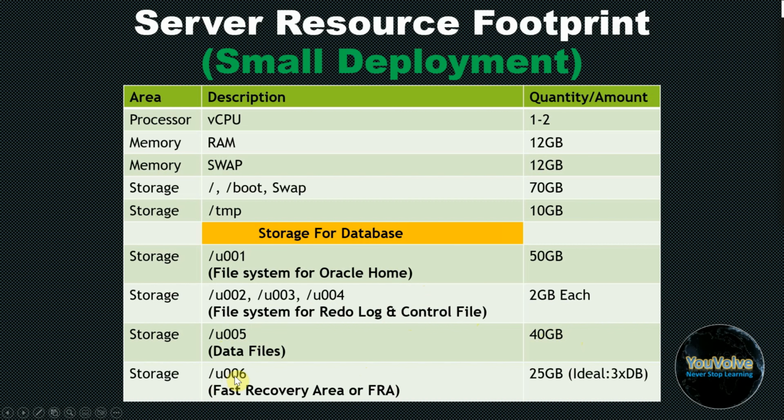And the file system named u006 is created with a size of 25 gigs, which will host the FRA, or the fast recovery area. Oracle recommends an FRA size of 3 times the database size, but as we are not going to keep the backup pieces here, this should be fine. You can have it even smaller initially, like 20 gigs or so, then increase when required. If you create guaranteed restore points and your flashback retention is very high, then you will probably need a lot of space in your FRA.